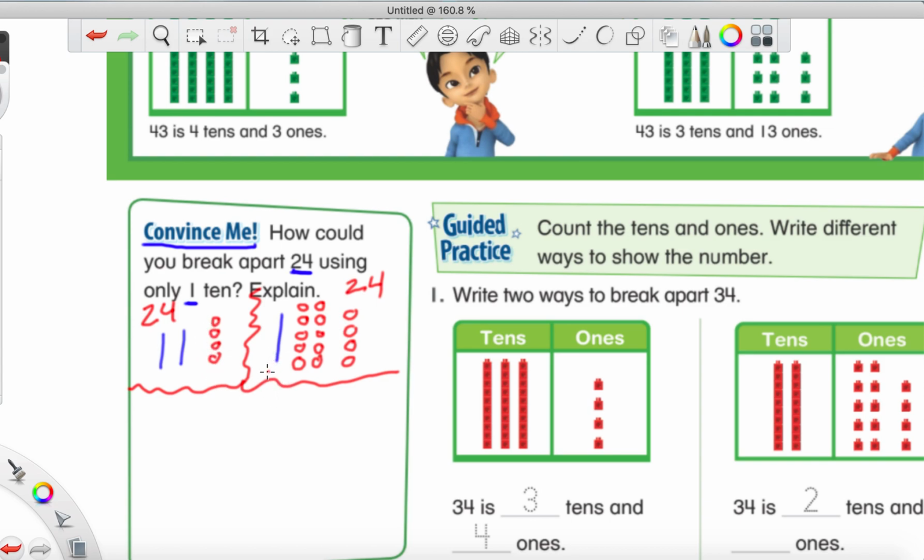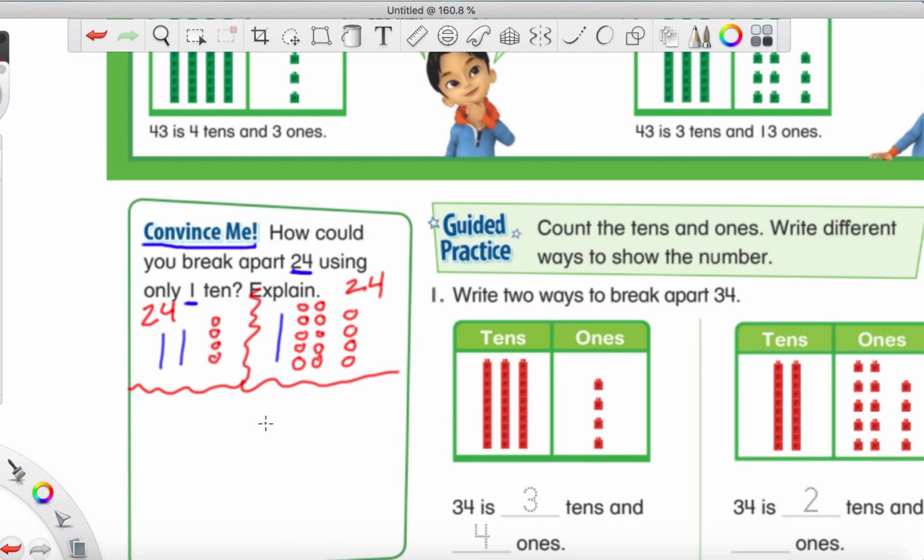Okay, we're going to do the same thing over here. Start with our 10s. 10. Now count on by 1s. 11, 12, 13, 14, 15, 16, 17, 18, 19, 20, 21, 22, 23, 24.